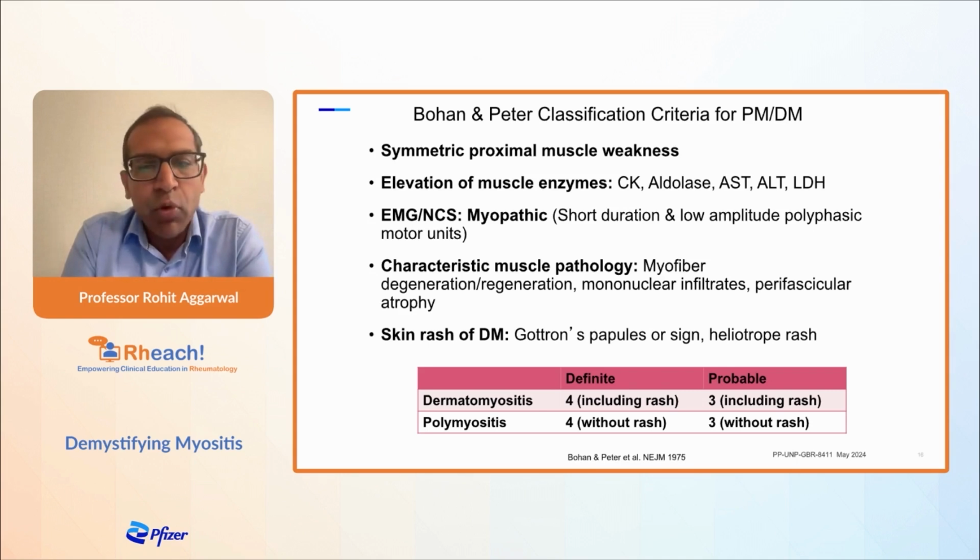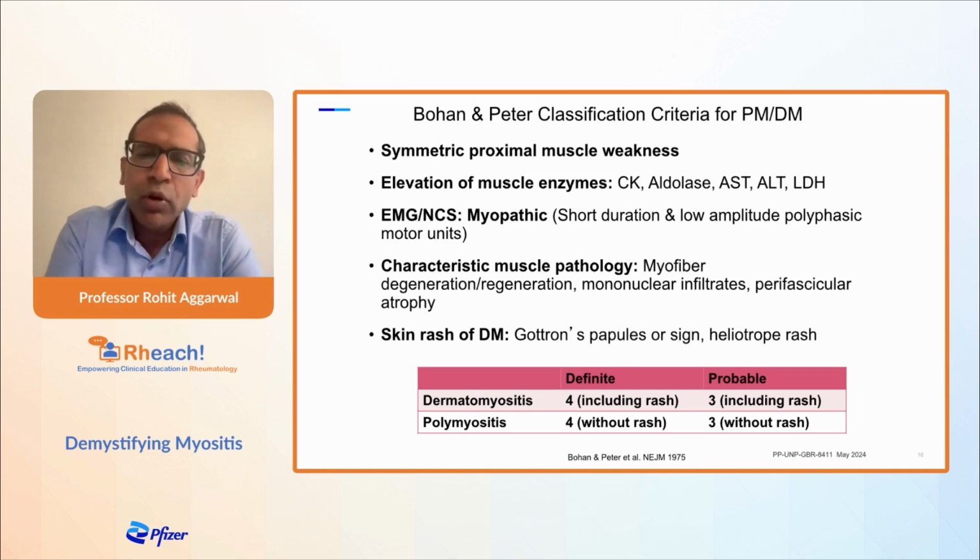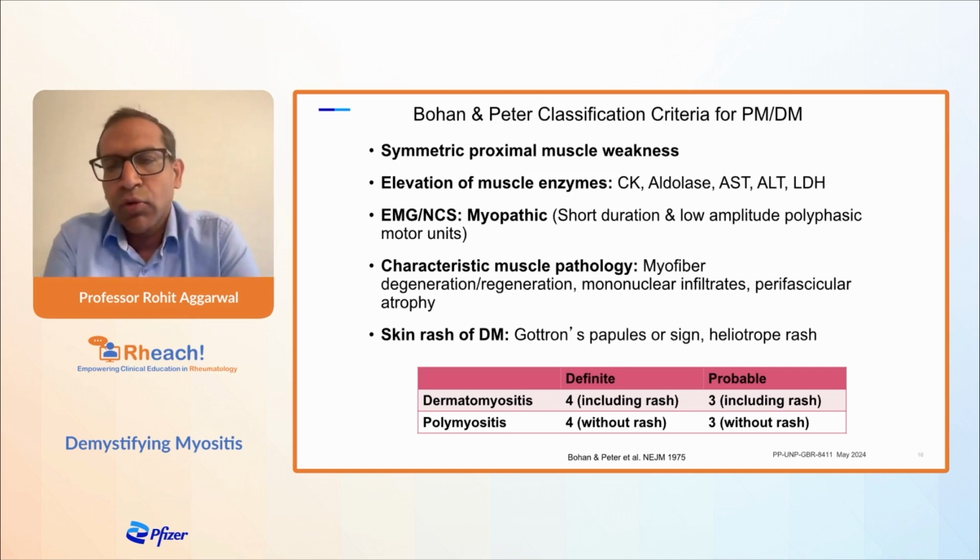First is the Bohan and Peter classification criteria for polymyositis and dermatomyositis. This was established in 1975, and we still use this classification criteria as an educational tool in most cases, but also to understand the overall disease clinical features and pathogenesis.